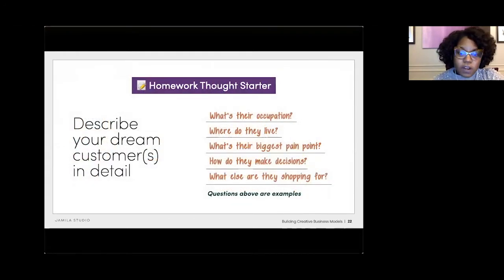So another homework thought starter, if you want to take a moment to take a quick screen cap of this, you want to make sure that you're describing your dream customers in detail. Here are some questions that you can ask yourself. What's their occupation? Where do they live? What's their biggest pain point? How do they make decisions? What else are they shopping for, and where else are they shopping? The more you know about your dream customer, the better you can sell to them.